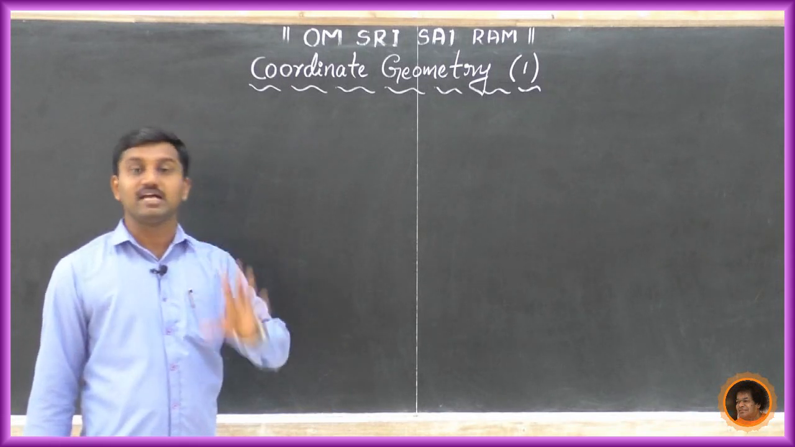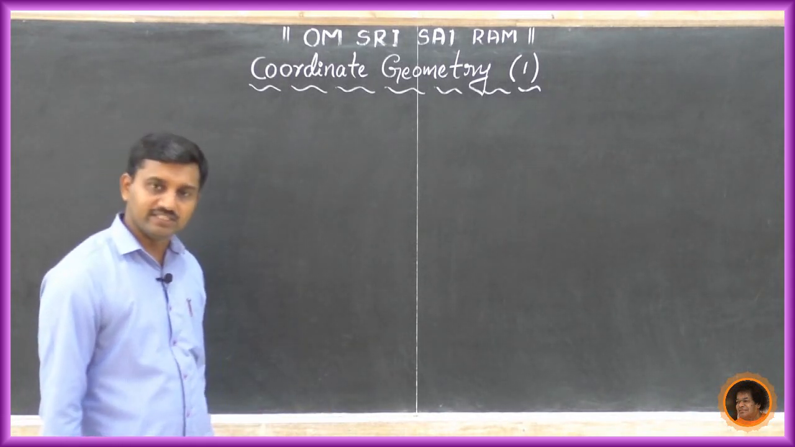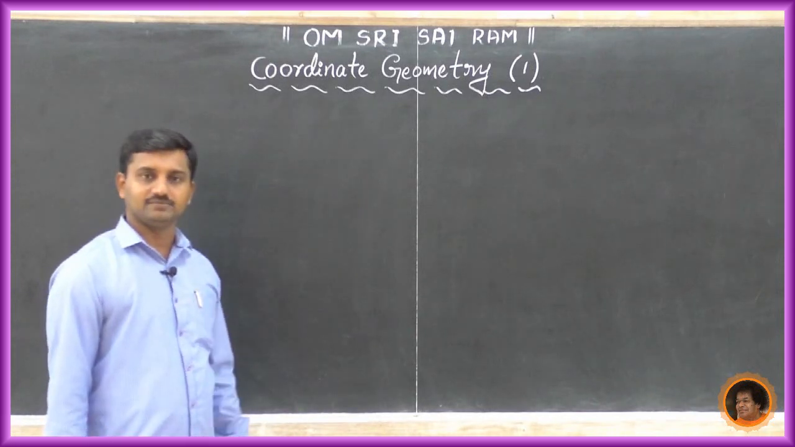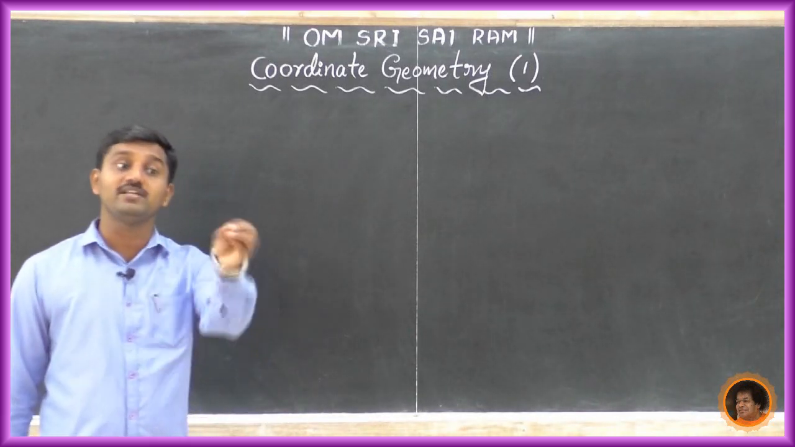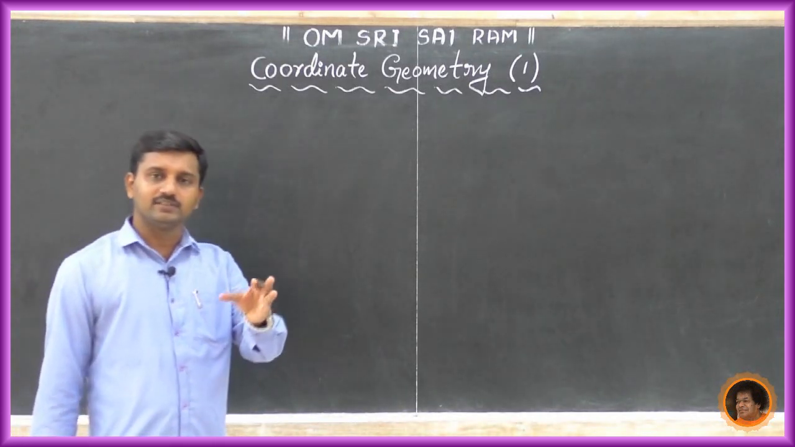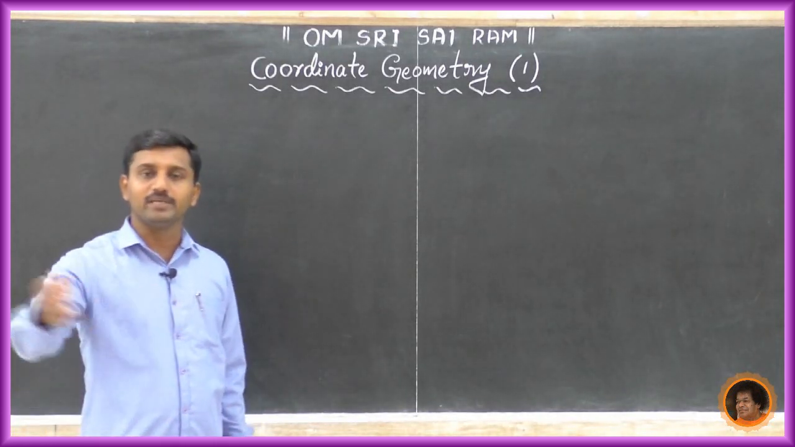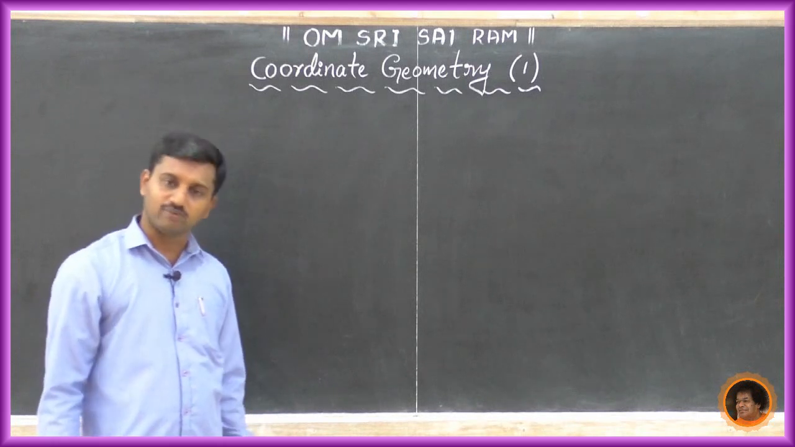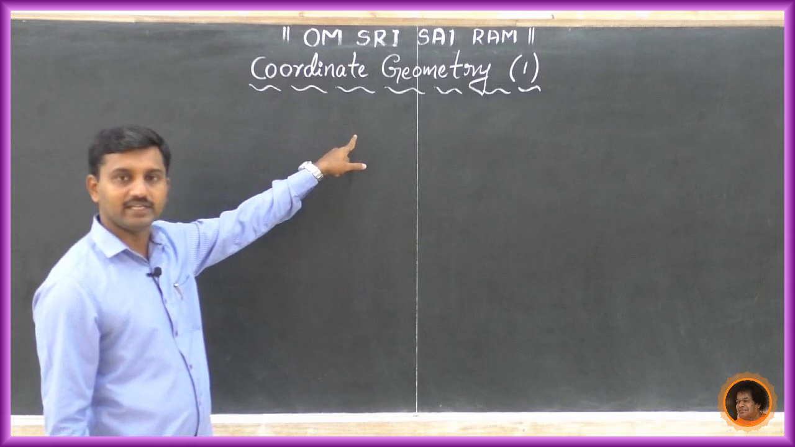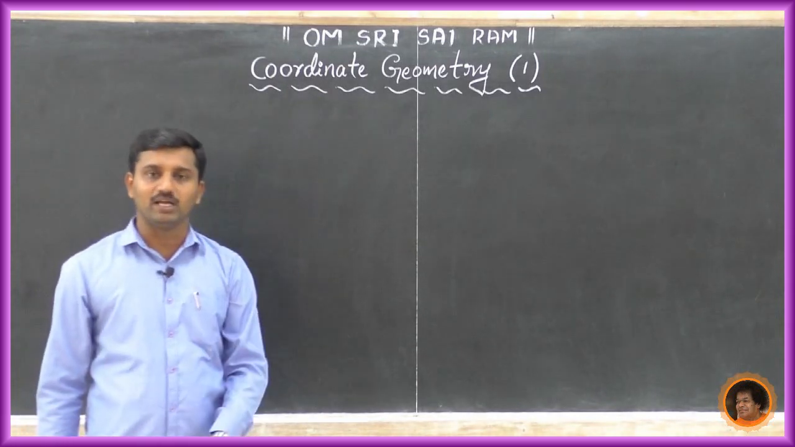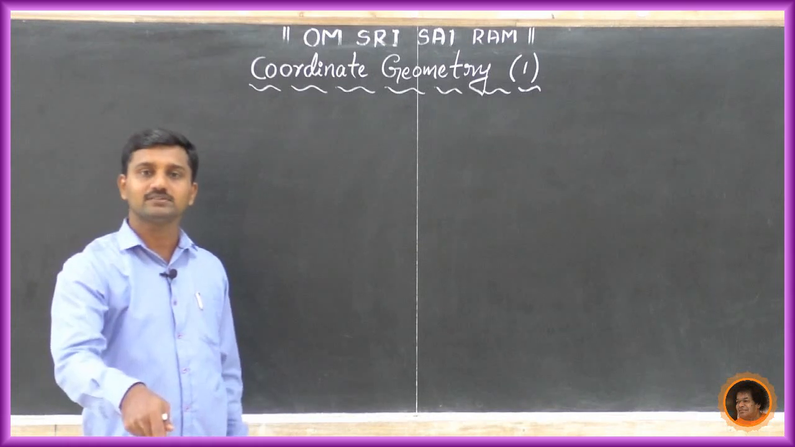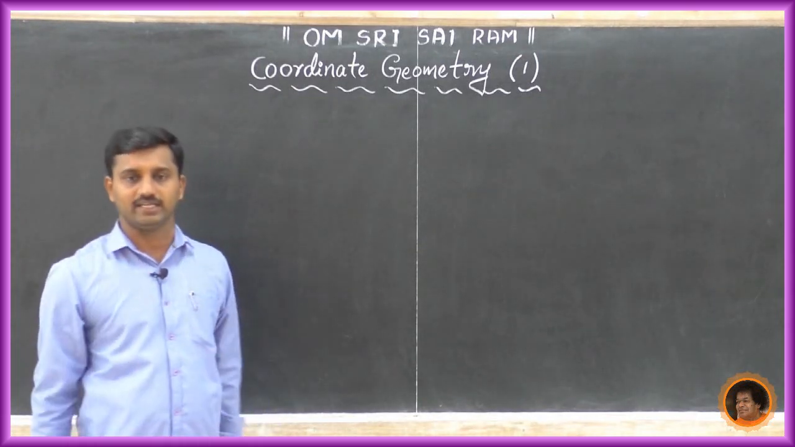Coordinate geometry is a branch of mathematics which deals with geometry algebraically. What is the meaning of geometry algebraically? You know that in algebra we solved many problems using identities and formulas. So here also in this lesson, coordinate geometry, by using the formula we will solve the problems. That's why it is known as geometry algebraically.